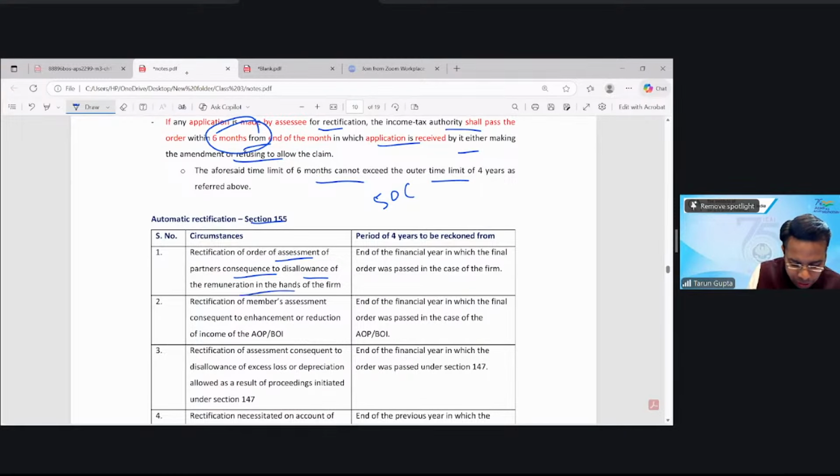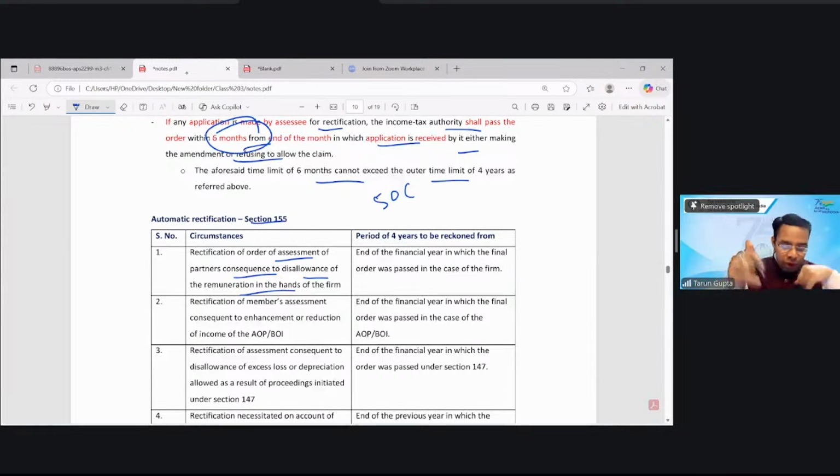Consequence of disallowance of remuneration in the hands of firm. If any remuneration is disallowed in the hands of the firm, then such amount of remuneration shall not be taxable in the hands of partner. So what does PGBP say? The partner is taxable only for the remuneration to the extent of the amount allowed to the firm.